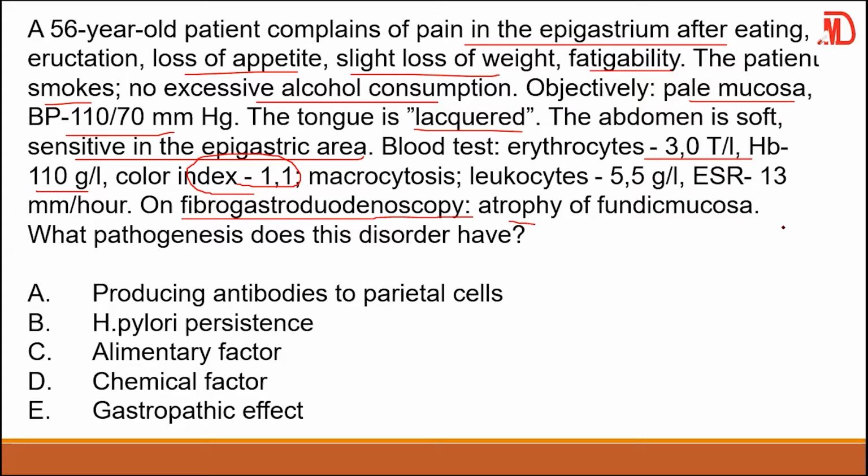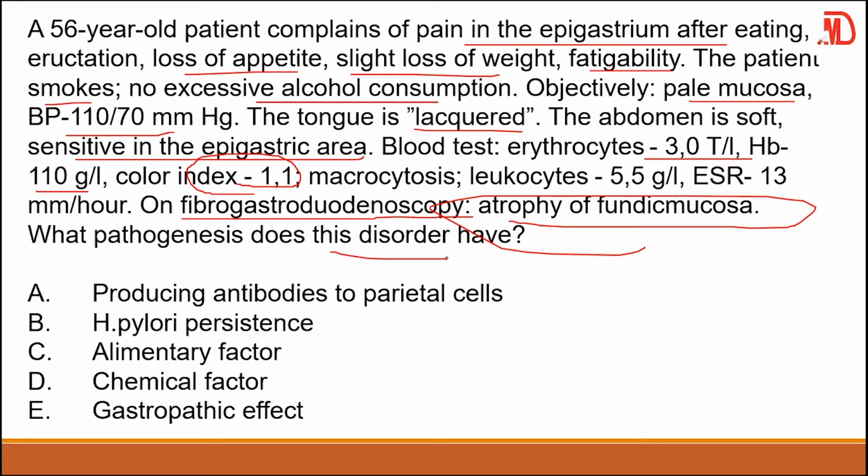On fibrogastroduodenoscopy, they say there's atrophy. What it means is that there is sort of scarring or eating away or erosion of the fundus of the stomach, isn't it? So the question is, what pathogenesis does this disorder have? Of course, this person is having what we call peptic ulcer. You already have told me that. But what is the causative agent, or the reason for this peptic ulcer development?